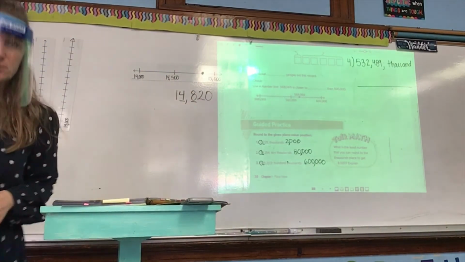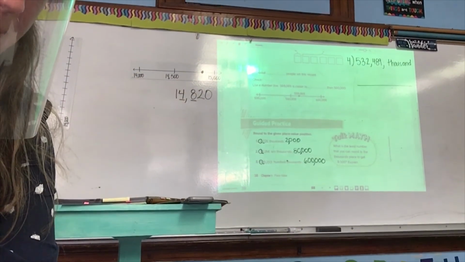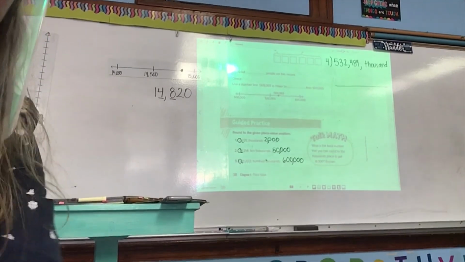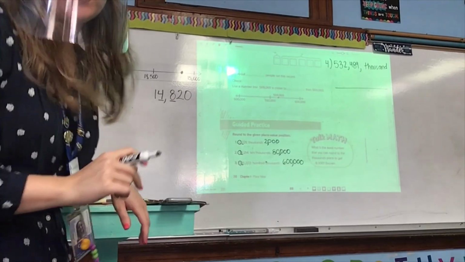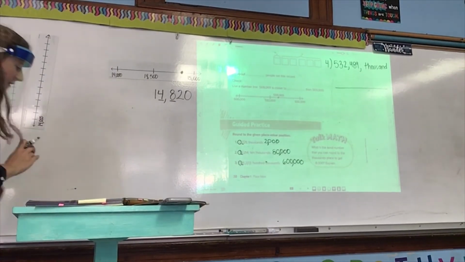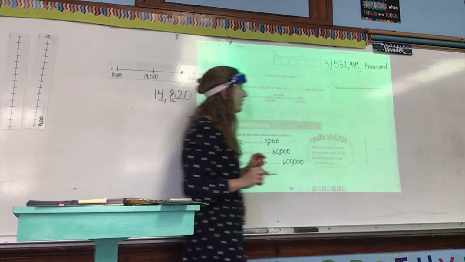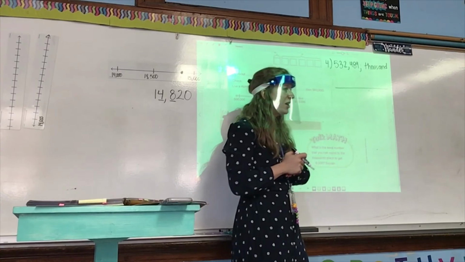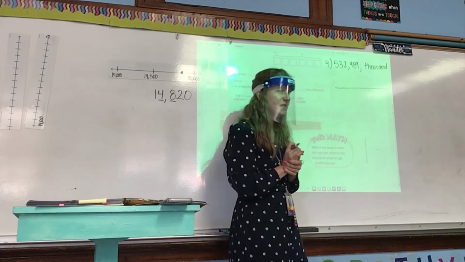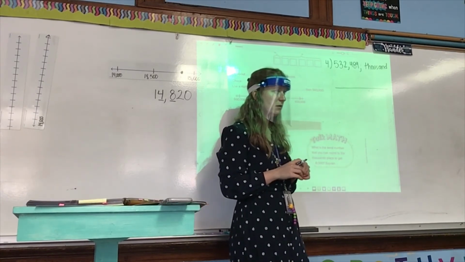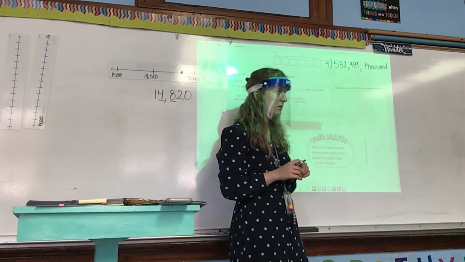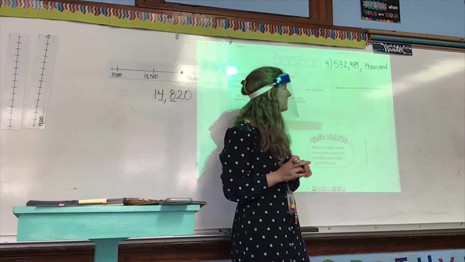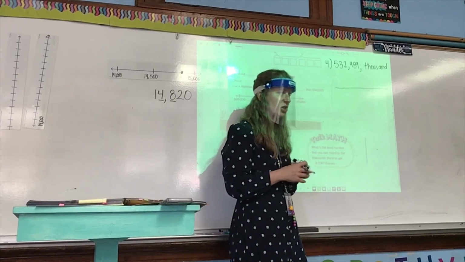Can you see it at home? Number 4 is 532,489. We're rounding it to the nearest 1,000. So, Michaela, you're going to help me. Step 1. Read step 1. Circle the digit in the place to be rounded. So, which digit do we need to circle? We need to find the digit in the thousands place and circle it.